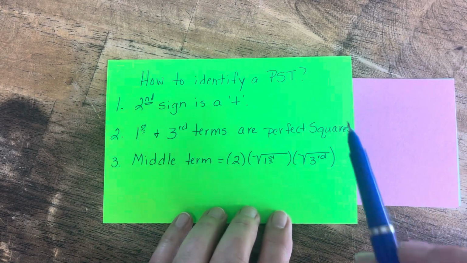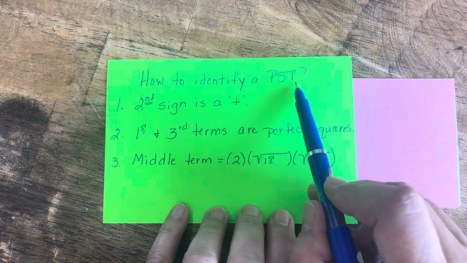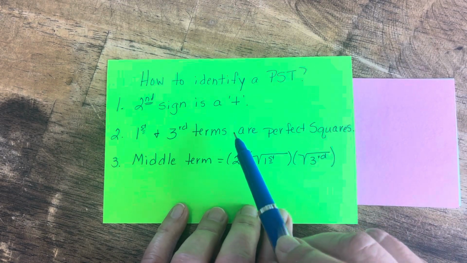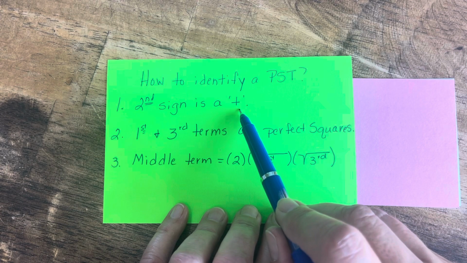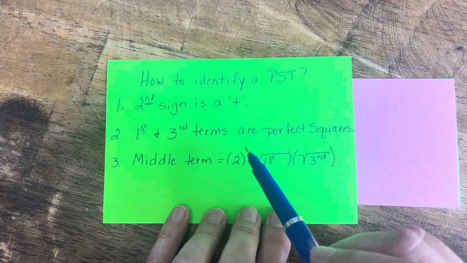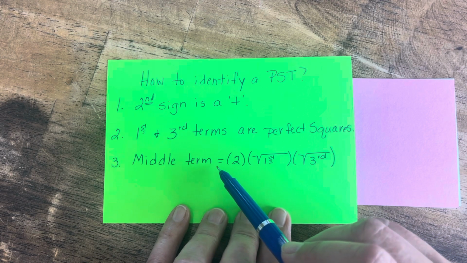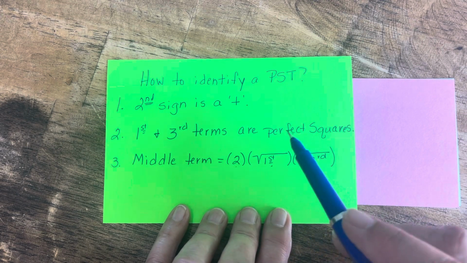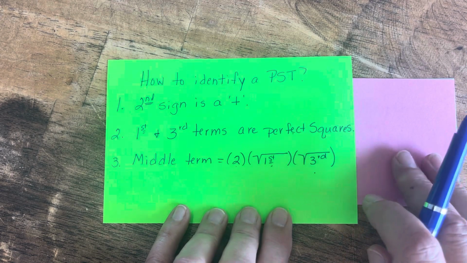Let's look at how to identify a perfect square trinomial, otherwise known as a PST. There are three criteria. The second sign has to be a plus sign, the first and third terms have to be perfect squares, and the middle term has to be equal to 2 times the square root of the first term times the square root of the third term.